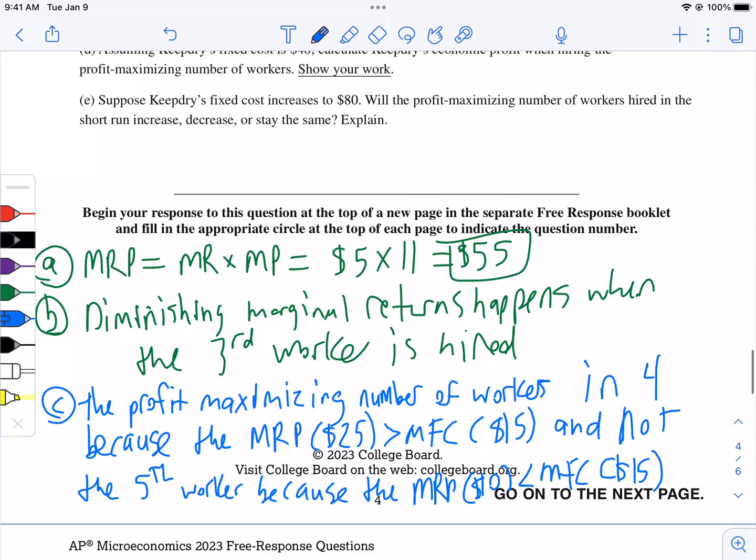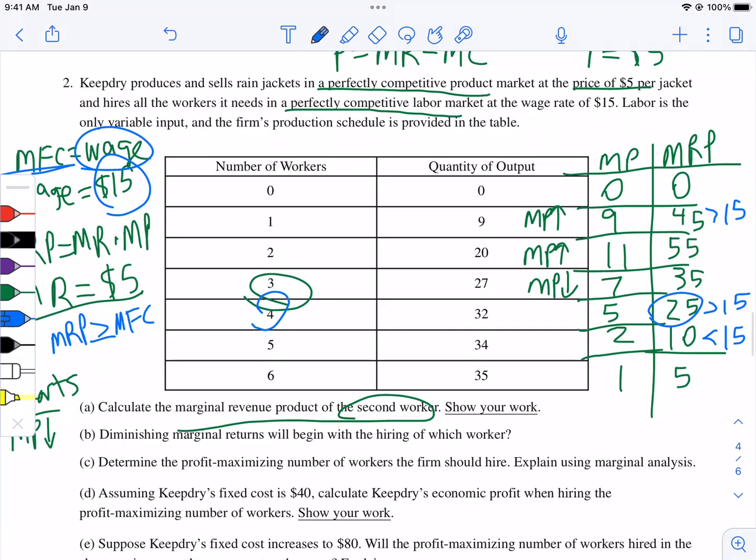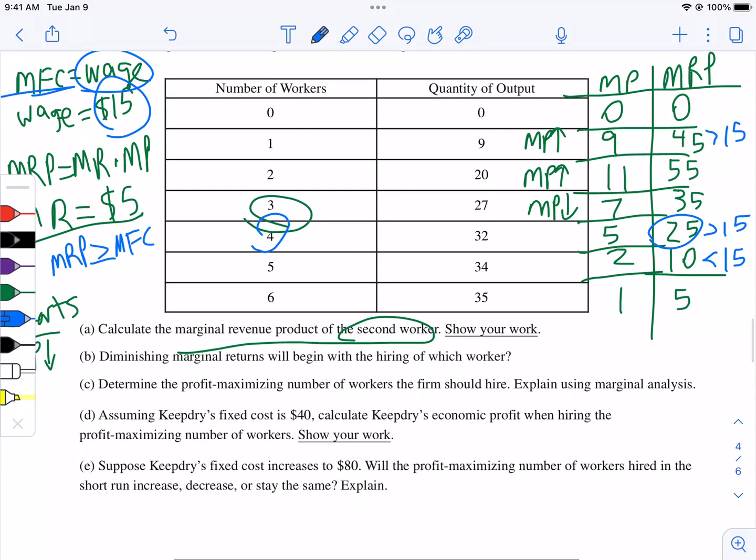Okay, so you don't hire whenever your marginal cost is more than your marginal revenue. You don't hire them. So that's per part C. Part D, assuming that total fixed costs are $40, calculate the economic profit when hiring the profit maximizing number of workers. So right off the bat, they gave you the total fixed cost, which is 40.